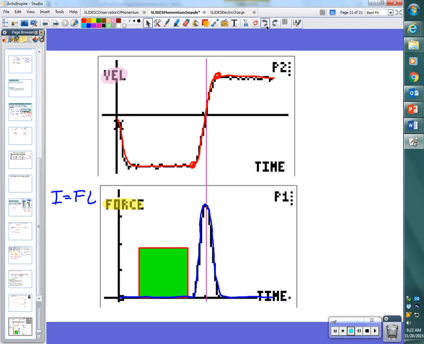Great, except finding the area of this space isn't very easy, right? It's not a regular shape. So finding the area of that becomes a little more difficult. It's parabolic in shape.